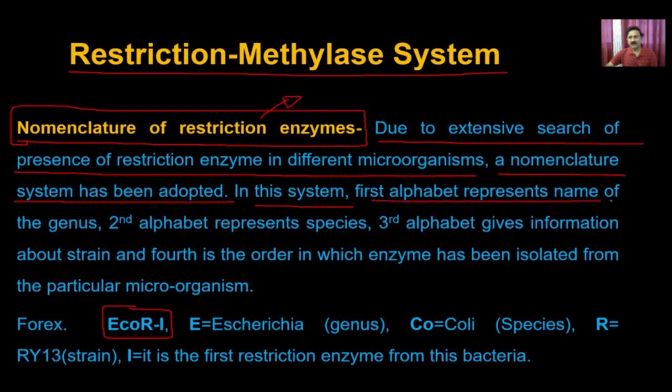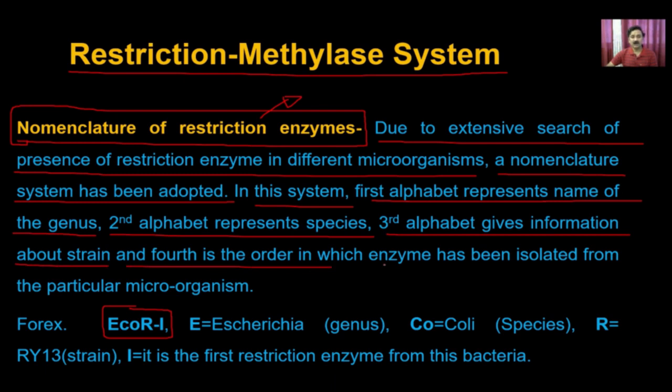The first alphabet represents the name of the genus of the organism from where this particular enzyme is being isolated. The second alphabet represents the species. The third alphabet gives the information about the strain, and the fourth is in the order in which the enzyme has been isolated from the particular microorganism.